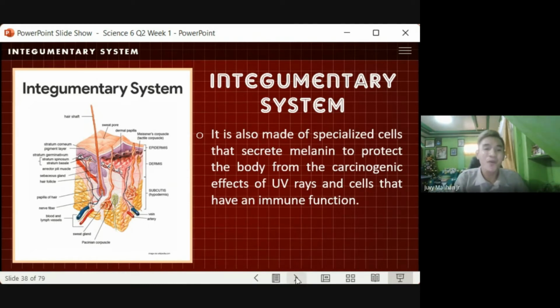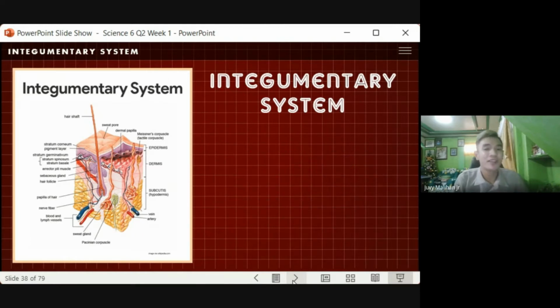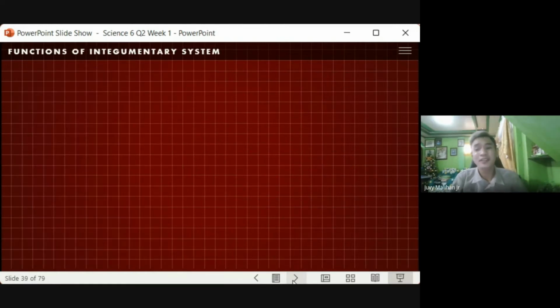Okay, now, what are the functions of the integumentary system? Okay, so the integumentary system, class, has many functions. Marami yan. But most of which are involved in protecting you and regulating your body's internal functions in a variety of ways.